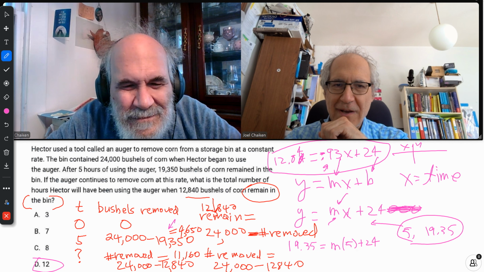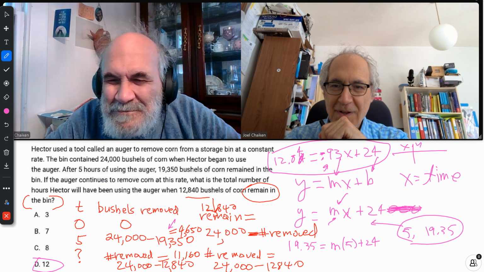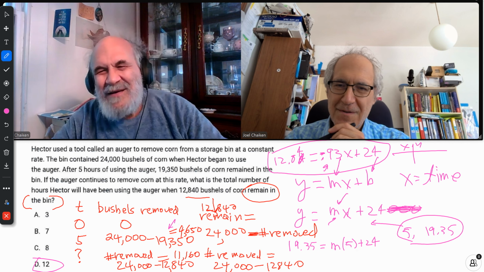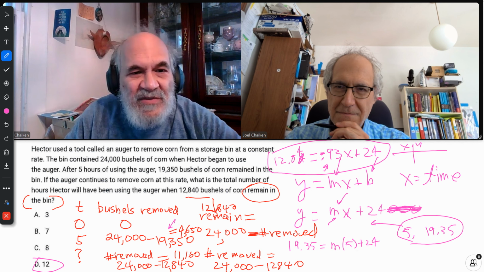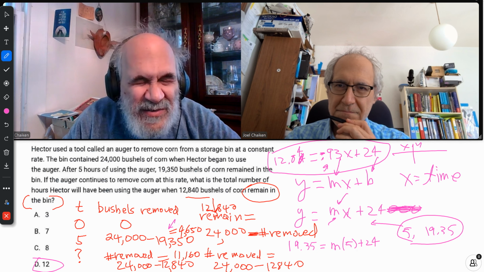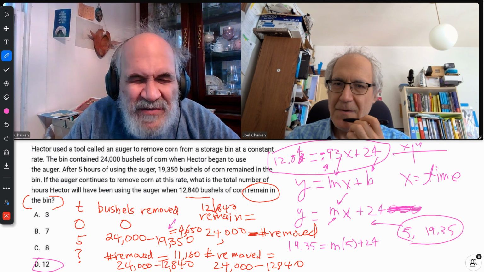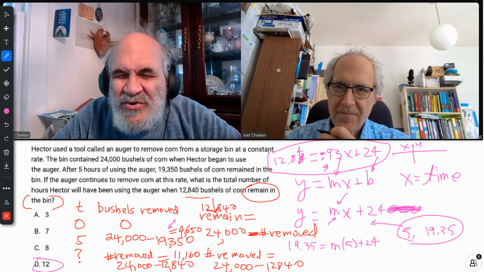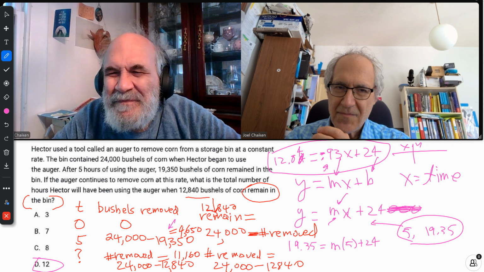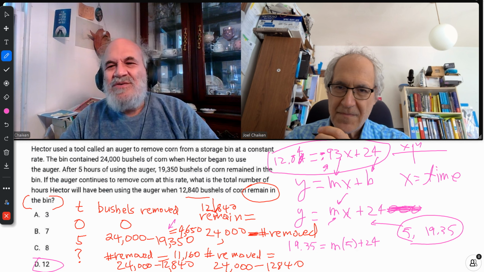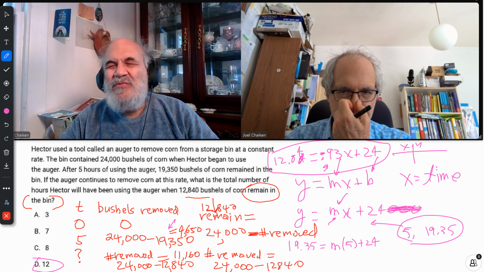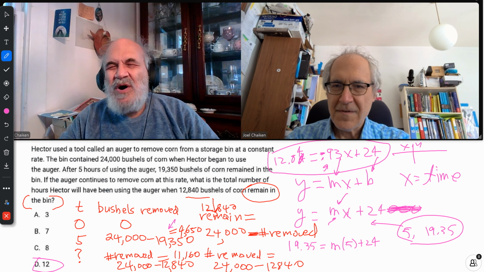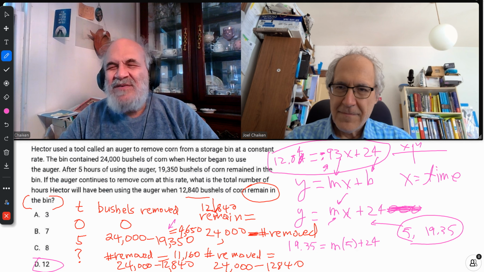Where's your linear equation? Y equals mx plus b. I don't use that. Really? Oh, so how do you do it? Well, what's linear is the number of bushels removed as a function of time. Oh, were you doing it with the number of bushels that remain as a function of time? Yeah. Okay, good. So you did it where y is the number of bushels that remain as a function of time.